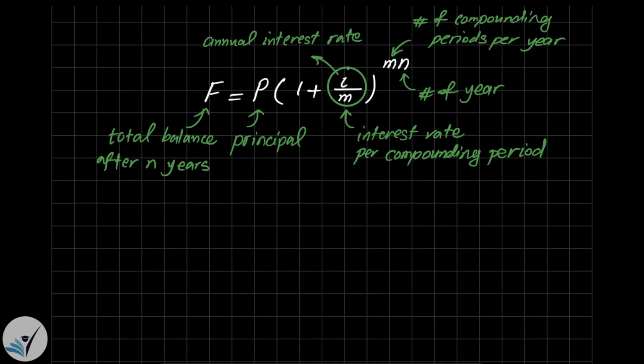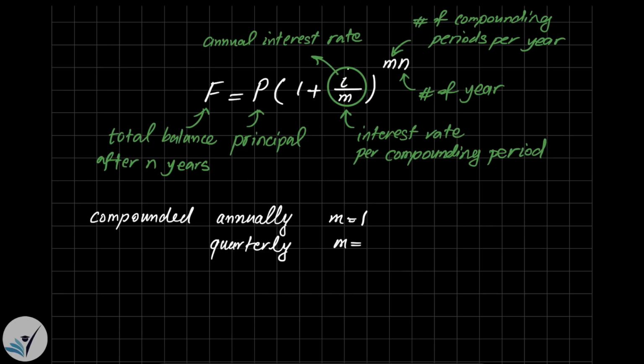If the interest is compounded annually, M is equal to 1 because the interest is paid to the account once every year. If it is compounded quarterly, M is equal to 4, and if it is compounded monthly, M is equal to 12.